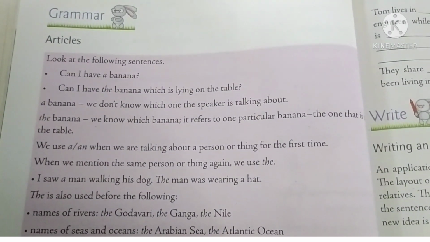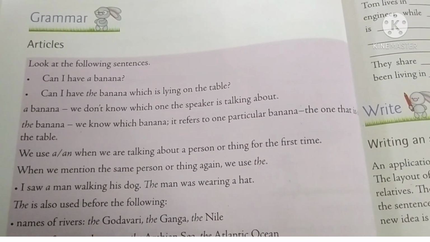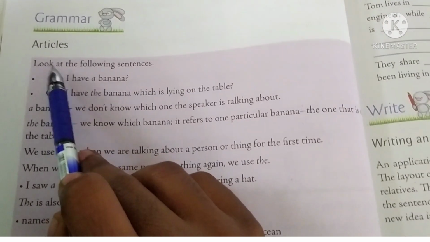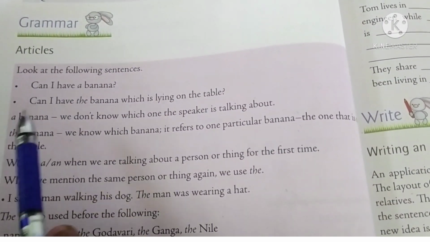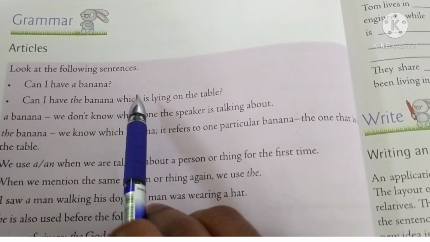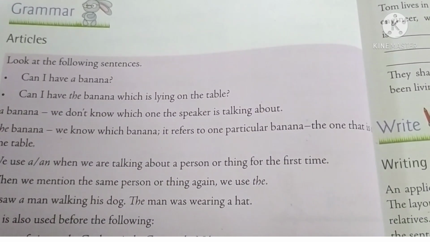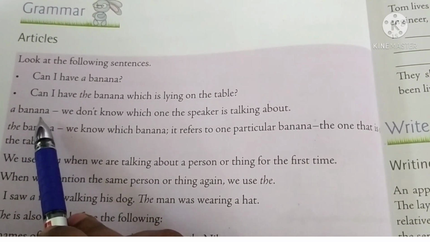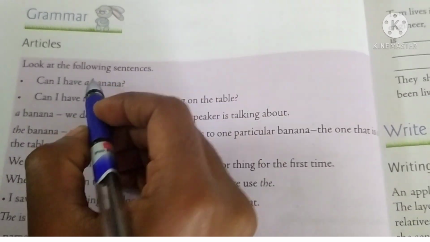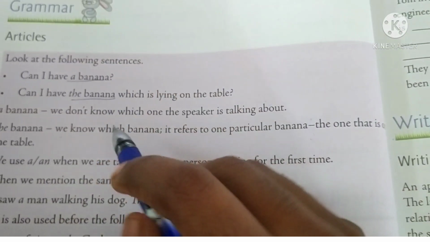Articles. There are three articles: a, an and the. Look at the following sentences. Can I have a banana? Can I have the banana which is lying on the floor? So these two sentences. First sentence, a banana. A banana and the banana. What is the difference between these?